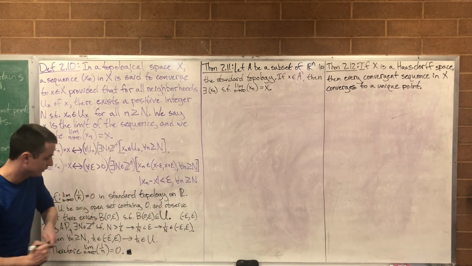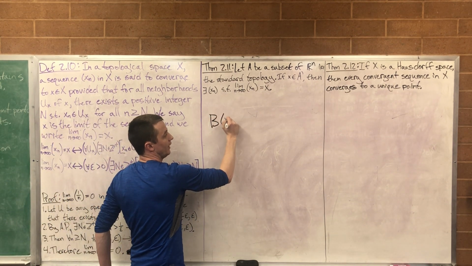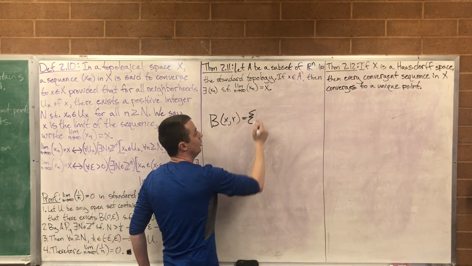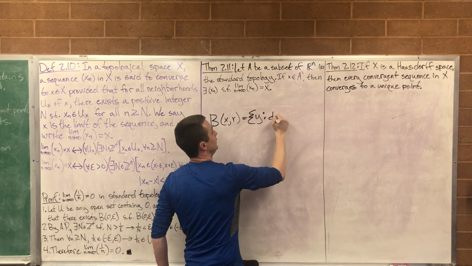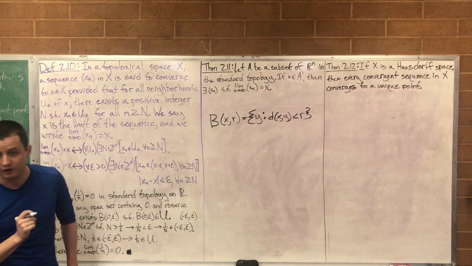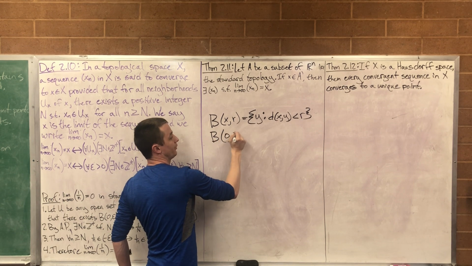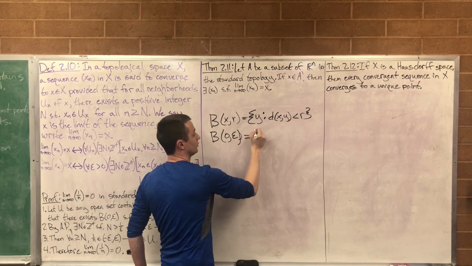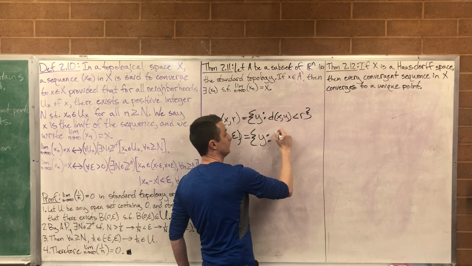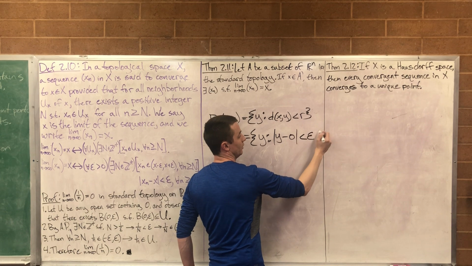So let's write out explicitly what it is. A ball centered at x with some radius r is equal to the set of all points y such that the distance from x to y is less than r. That's what it is generically. In our context, the ball centered at 0 with radius epsilon is the set of all points y such that, in one dimension, the absolute value of y minus 0 is less than epsilon.